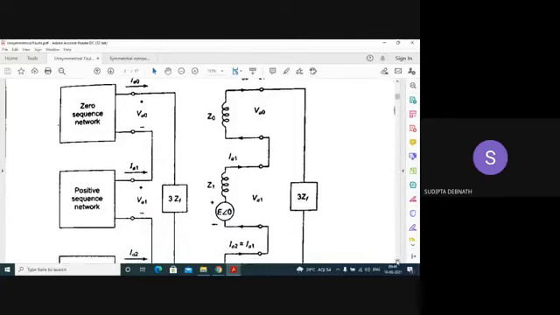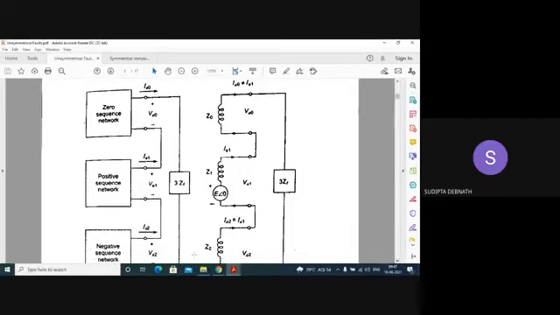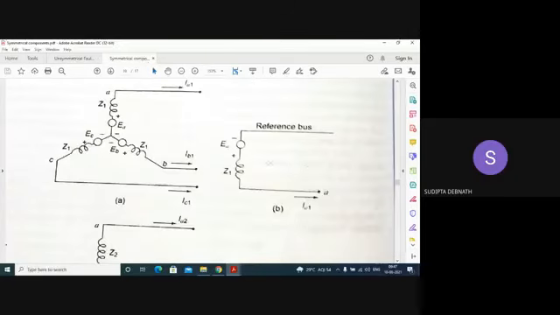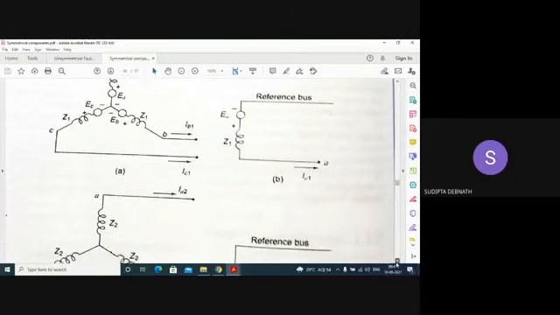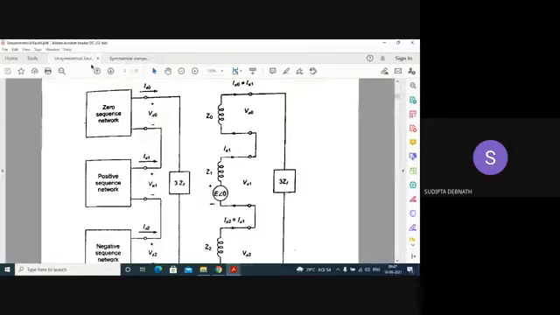What is the sequence network? See, positive sequence network means just this one in series with this one. Negative sequence network means only Z2. Zero sequence network means only Z0, isn't it? Because you can see from here, this is positive sequence network, this is negative sequence network, only Z2. Zero sequence network similarly will be Z0. So these are the sequence networks and why they have been connected all in series, because we have derived that IA0 equal to IA1 equal to IA2. So all are connected in series.